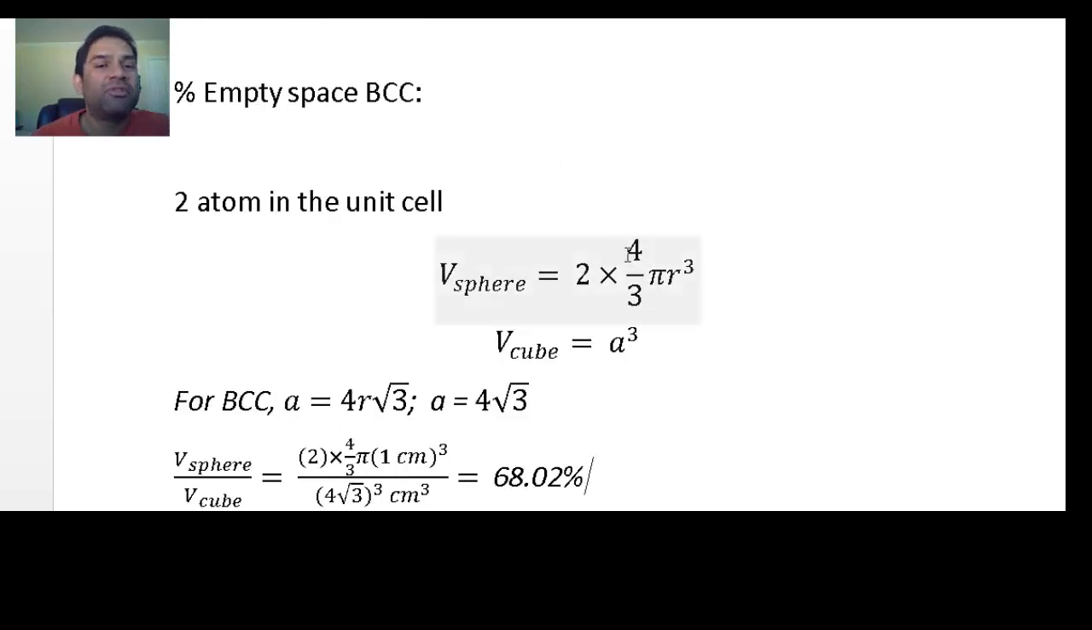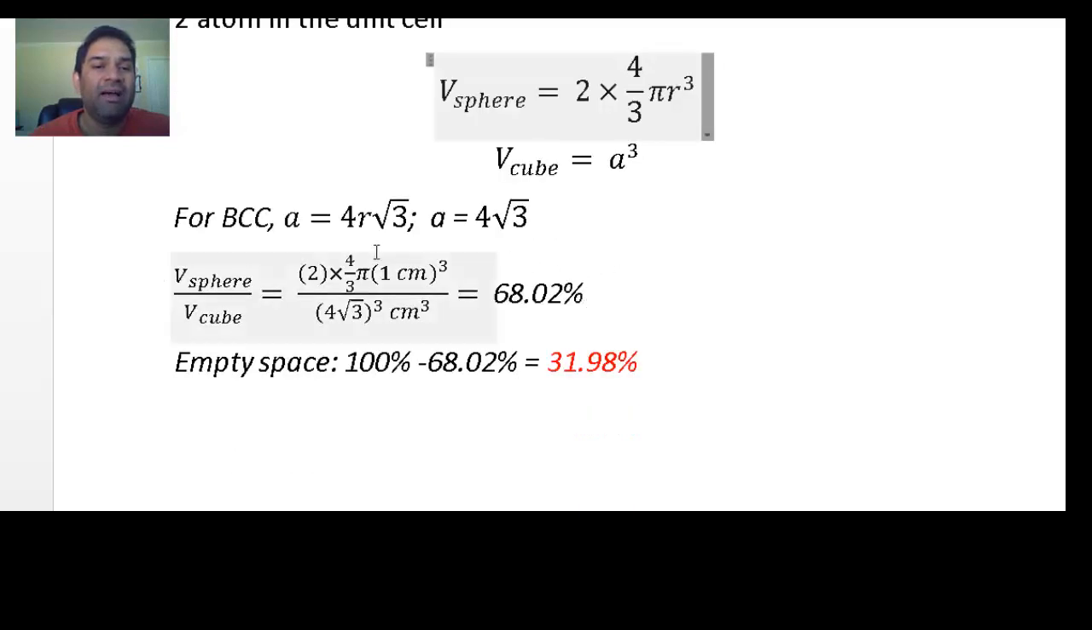Now for the percent empty space for BCC, it's the volume of the sphere divided by the volume of the cube. There are 2 atoms, so we multiply the volume of the sphere by 2. A is 4 over square root of 3. Don't forget, the units also get cubed, so the centimeters cubed cancel. Pi is about 3.14, and you can put pi directly in your calculator. Then you cube 4 over square root of 3. On my calculator, I'm getting about 68.02%. 100 minus that gives the percent empty space for BCC, about 31.98%.